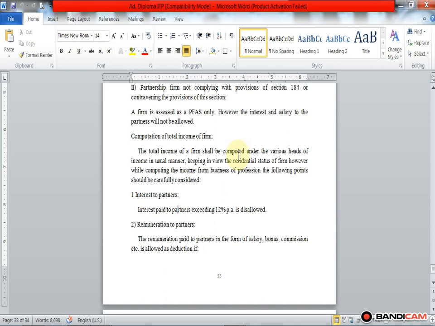Okay, for example, if any firm pays 15% interest on capital of the partner, then 12% interest on capital will be allowed for deduction. It means 3% interest will be disallowed for deduction, and that 3% interest will be taxable under the income of the partnership firm.